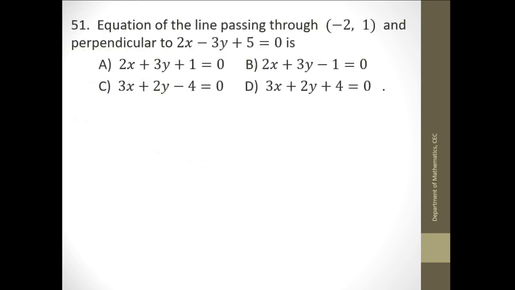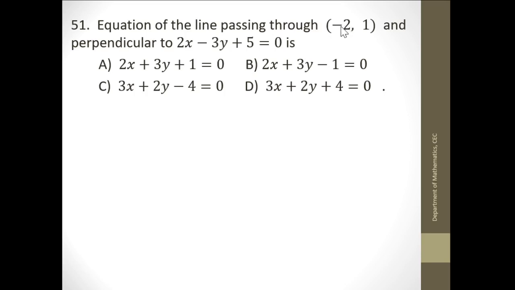Next question, equation of the line passing through minus 2, 1 and perpendicular to the given line. Now perpendicular to this line means interchange this 3 and 2 and change the sign. If it is plus, then change the sign to minus. If it is minus, then change the sign to plus. That means it is 3x plus 2y. Interchange these two. 3x plus 2y and put this value.